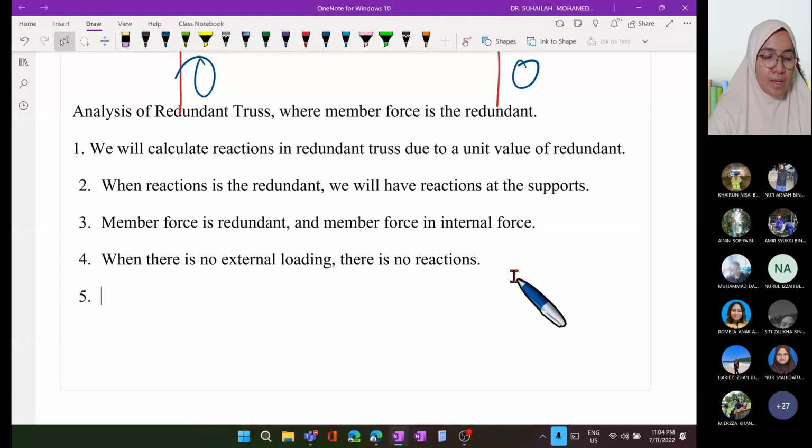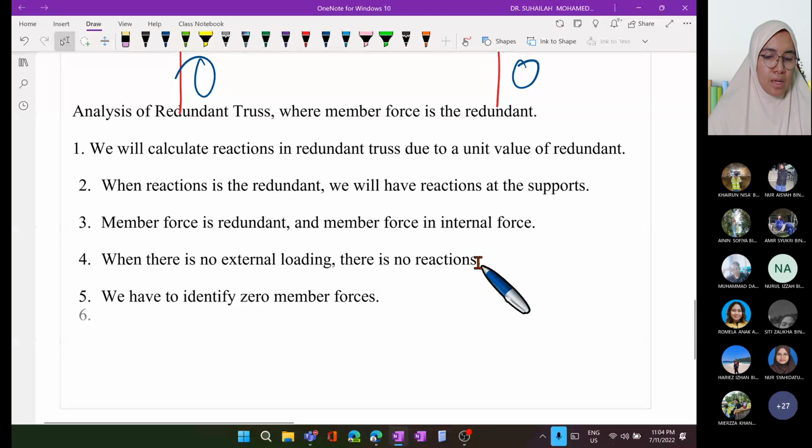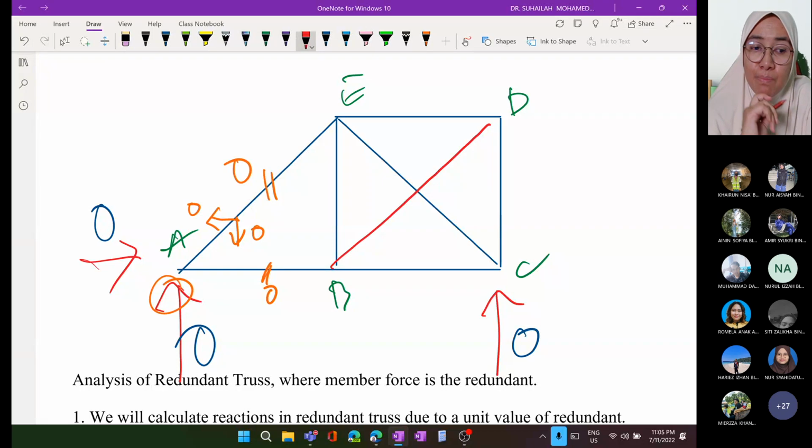Okay, this is the step. So we have to identify 0 member forces. Next, this is not complete yet, because in this structure we have to apply a unit, according to the definition of redundant. Sorry, I forgot to add it earlier. We have a redundant truss that is subjected to a unit value of redundant. It is positive. The positive looks like this.